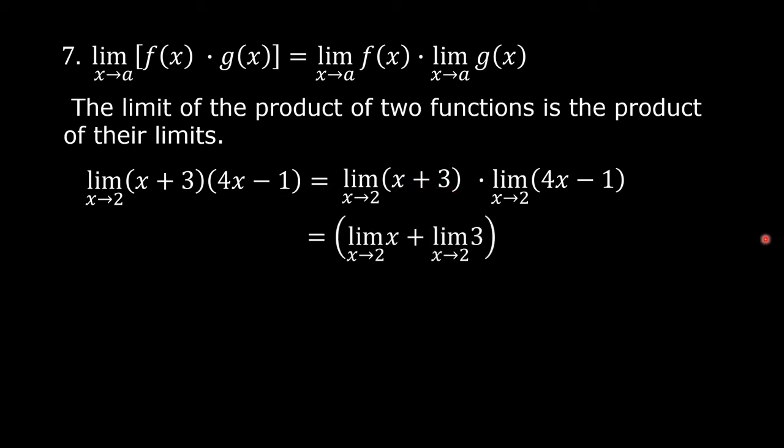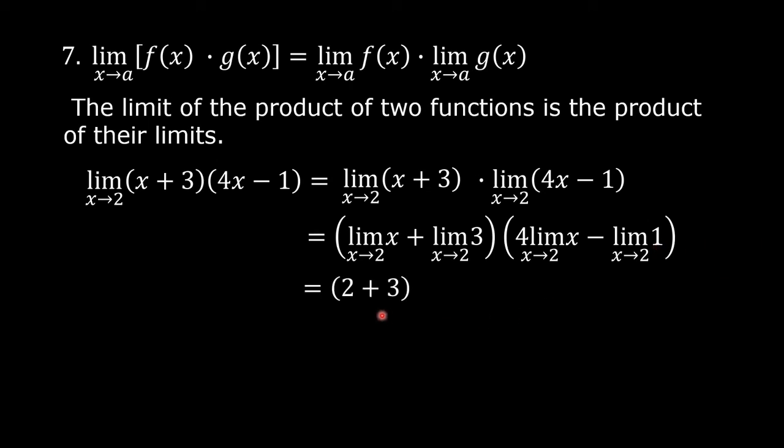So we have the limit of x as x approaches 2 plus the limit of 3 as x approaches 2. And then 4 times the limit of x as x approaches 2 minus the limit of 1 as x approaches 2. Now, replace x by 2. Then the limit of 3 is constant, so the limit of 3 is 3. Then 4 times the limit of x is 2. Replace x by 2. And then the limit of 1 is 1 because 1 is constant.